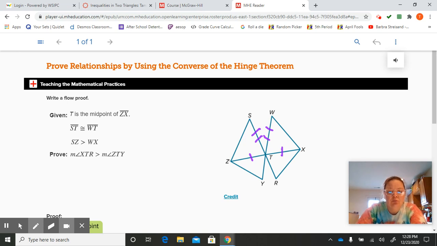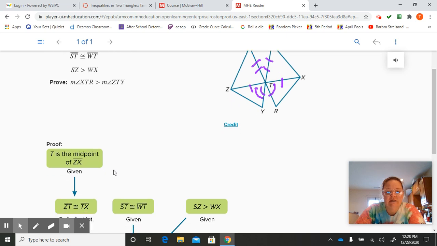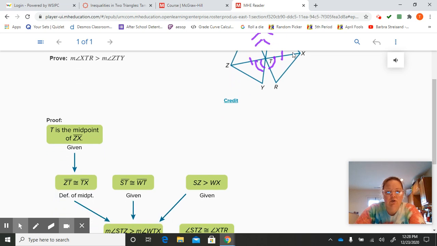Okay? And we want to prove that XTR, that's this angle, is greater than ZTY, which is this angle here. So we start with our given information. T is the midpoint of ZX, which tells us that ZT is congruent to TX by definition of the midpoint.